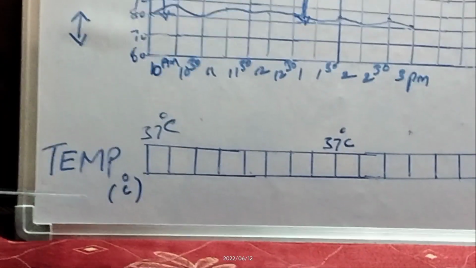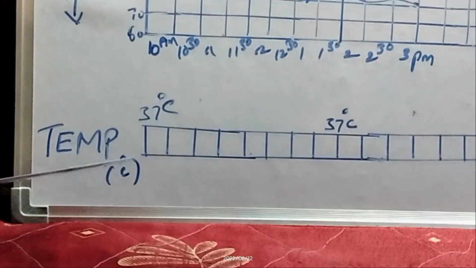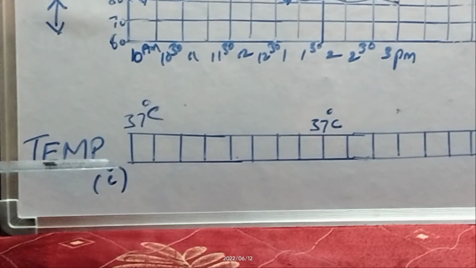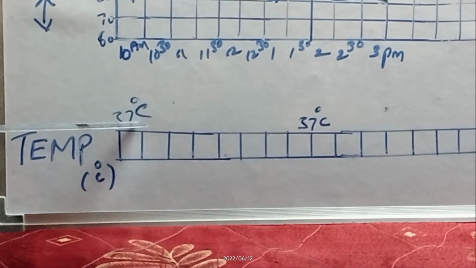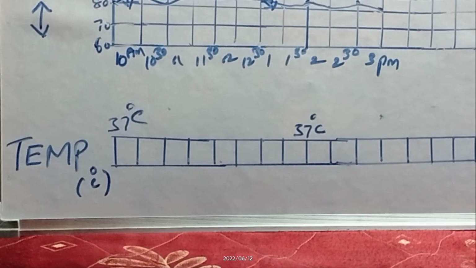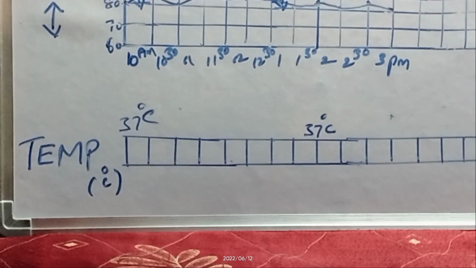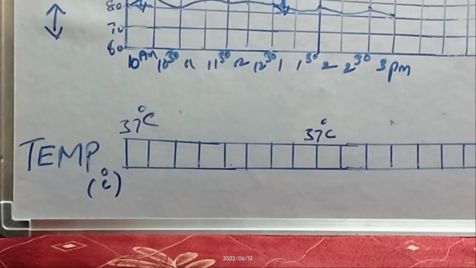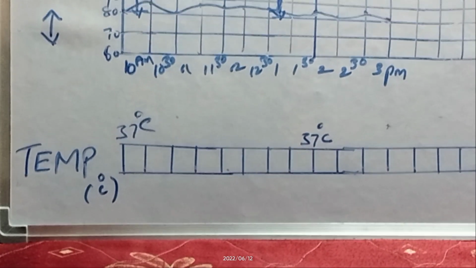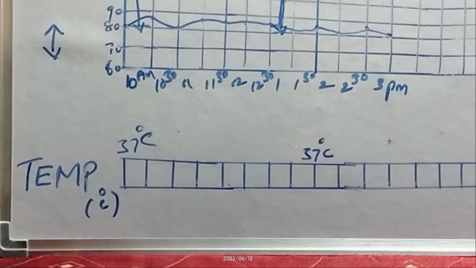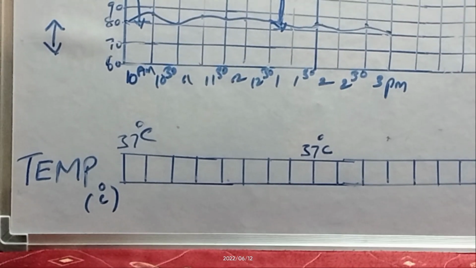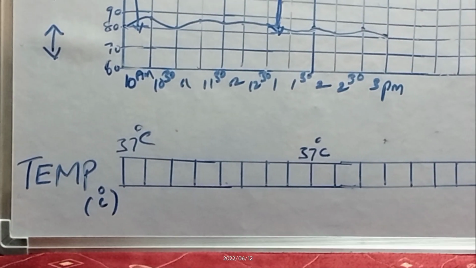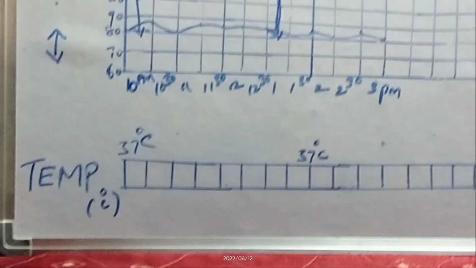Next, temperature. Temperature should be recorded every half an hour. See here 37 degrees Celsius. So normal temperature ranges from 36.7 degrees Celsius to 37.6 degrees Celsius. A raised temperature is an indication of maternal sepsis. A fall in temperature indicates hypothermia.